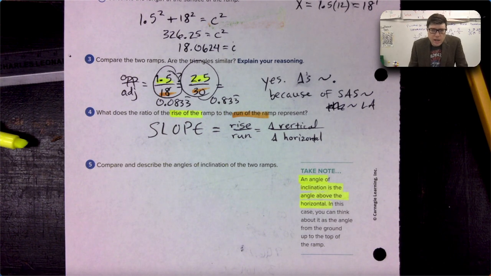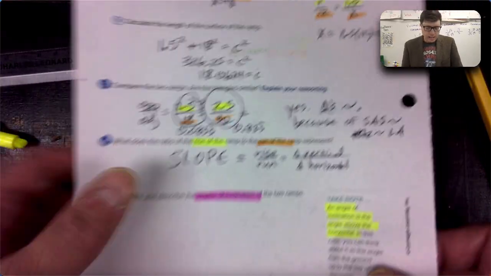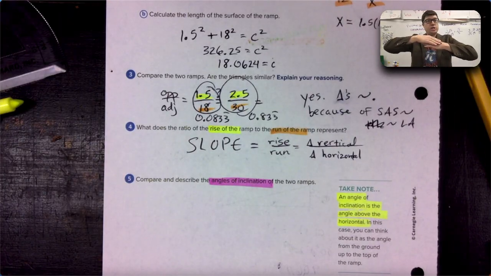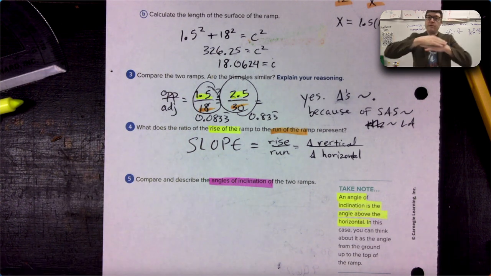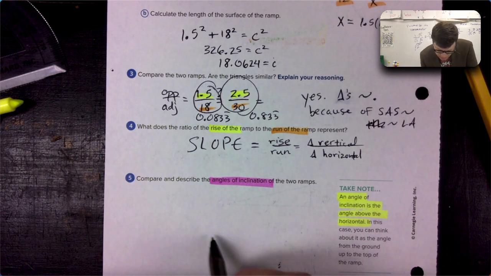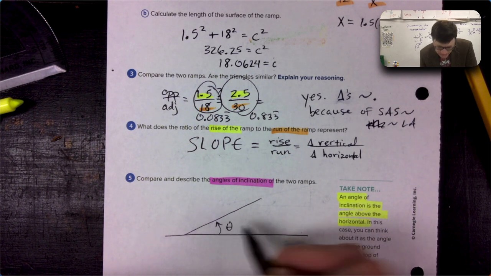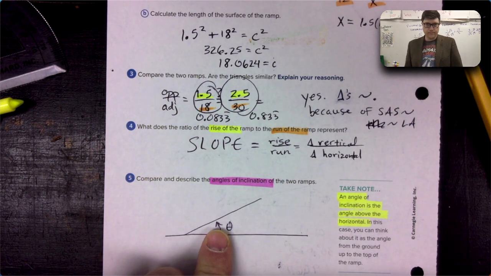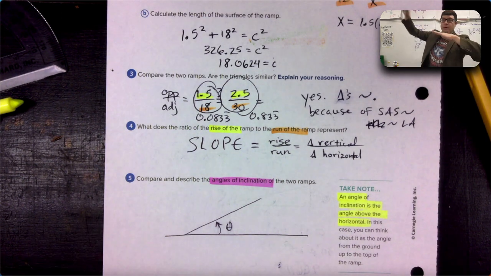Compare and describe the angles of inclination. This is worth a pink highlight because on the previous page, page 549, we talked about incline, and incline is like how much change there is in the steepness of the ramp. So the angle of inclination is the angle above the horizontal. So this is horizontal and the ramp climbs. That angle is the angle of inclination. It's how much growth, or aiming up, the ramp has.